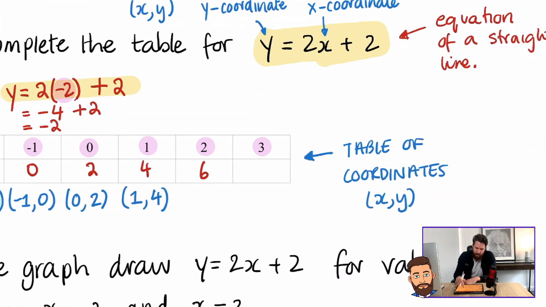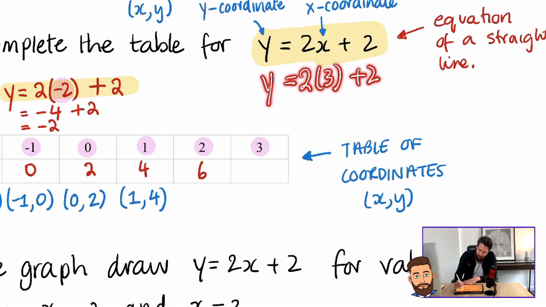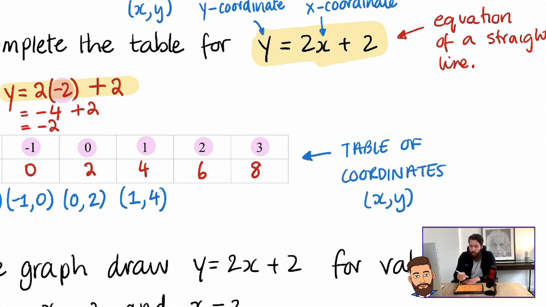We'll finish this manually though by taking the x value of 3 and substituting it in. So we've got y equals 2 lots of 3 plus 2. 2 lots of 3 is 6. 6 plus 2 is 8. So you might have already spotted that it was going to be 8 because 6 add 2 is 8, but that's how I got it from using my substitution method.